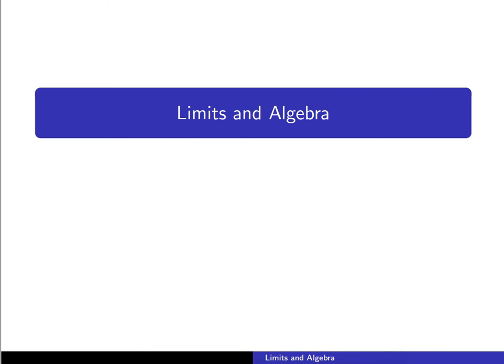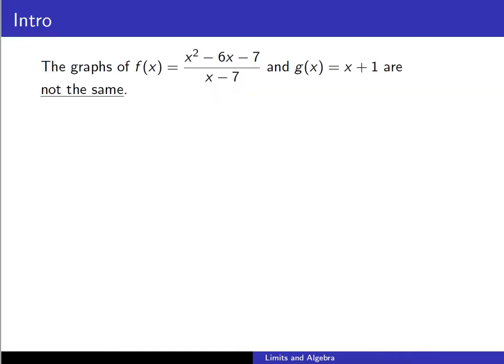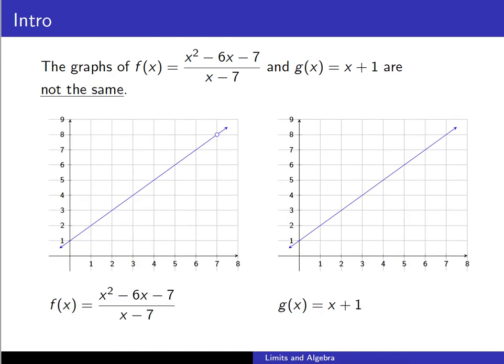Alright, in this video we're going to introduce limits and algebraic techniques to working with limits. So the graphs of f of x equals x squared minus 6x minus 7 over x minus 7 and g of x equals x plus 1 are very similar, but they're not the same. If you look at the two graphs that we have here, on the left is the graph of f of x, the rational function, and on the right is the graph of g of x.